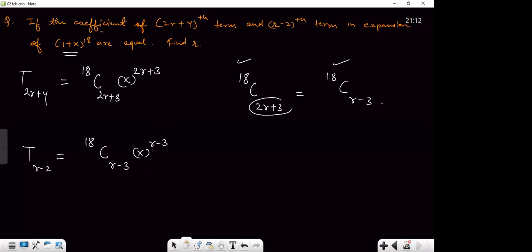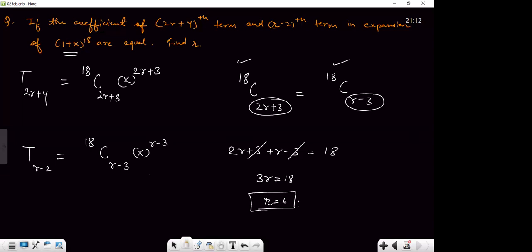N is same, this and this. Its sum has to be equal to 18, then only these binomials or combinations can be equal. So 2R plus 3 plus R minus 3 should be equal to 18. It becomes 3R equals 18. R becomes 6. So the question that was looking very typical comes out to be very easy, peasy, cheesy, and also lemon squeezy. That's a very easy question. You just have to solve it mindfully.